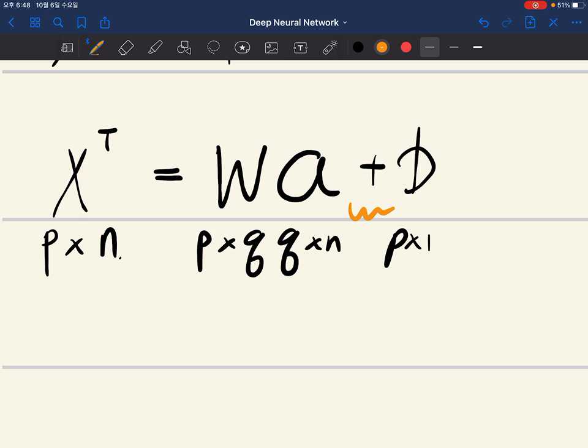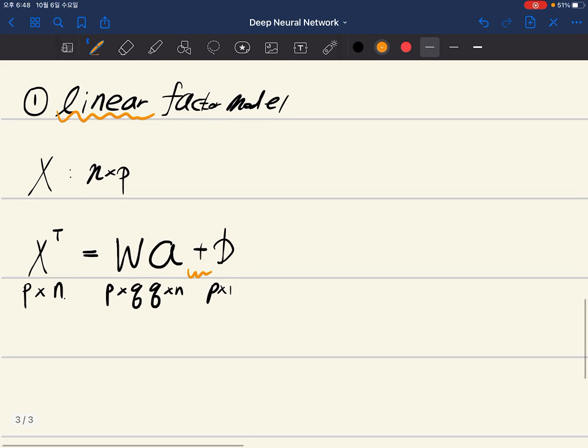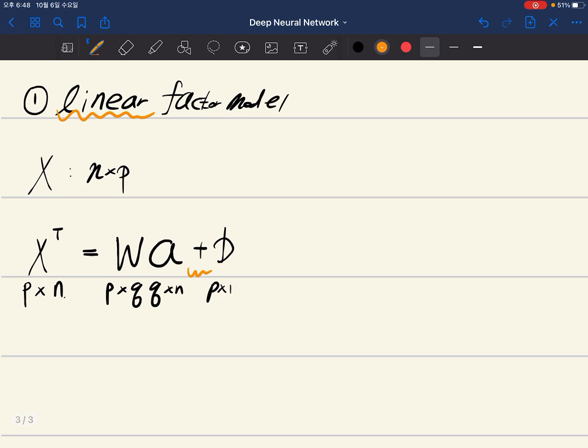So it's simply just expressing the p covariates as a linear combination, more accurately speaking, an affine transformation of the q factors. But this is all about the linear factor model. Let's not think about how to estimate this weight matrix W right now.